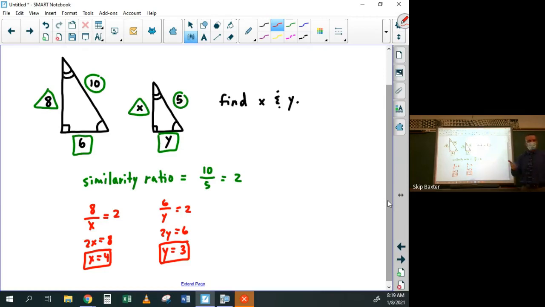So step 1 in a problem like this is to figure out the similarity ratio. Step 2 is to just set up a proportion to find the missing pieces.